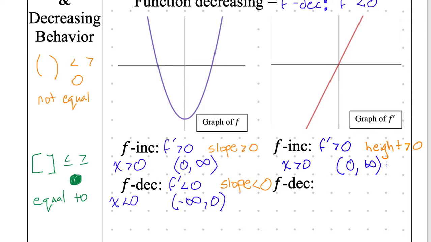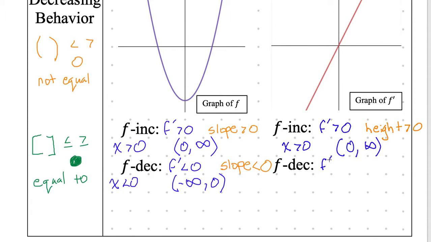All right, definition. f decreasing. What do we have? f prime is less than 0. And convert. What is f prime on this graph of f prime? Height. So height is less than 0.